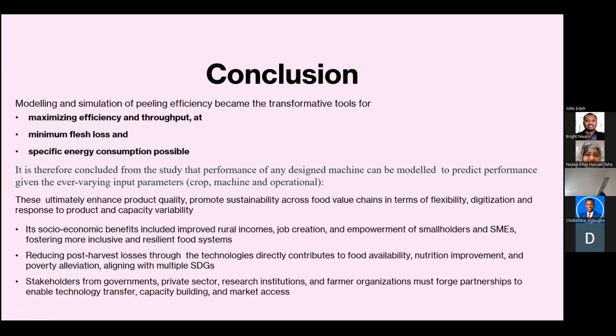So its socioeconomic benefits include improved rural income, job creation, empowerment of smallholders and SMEs, fostering a more inclusive, resilient food system. So it is no more going to be that when a customer comes and says, I want a peeling machine that will give me so-so efficiency and so-so capacity and the rest of them, you go to your model and are able to advise the customer appropriately.